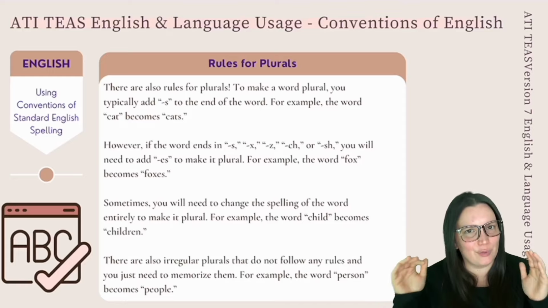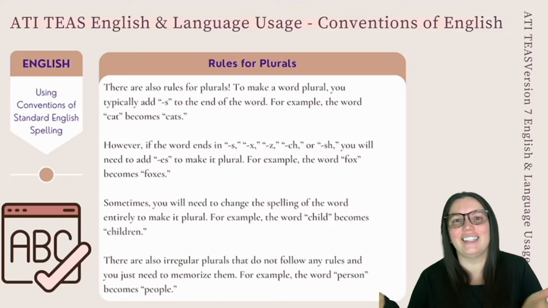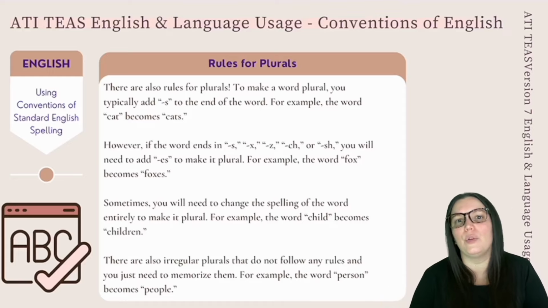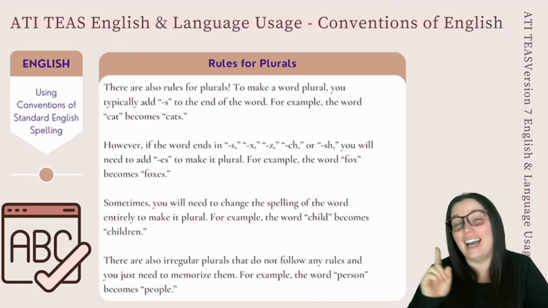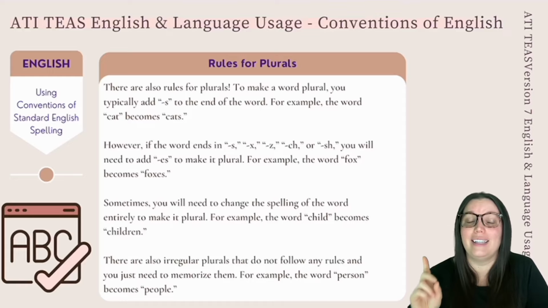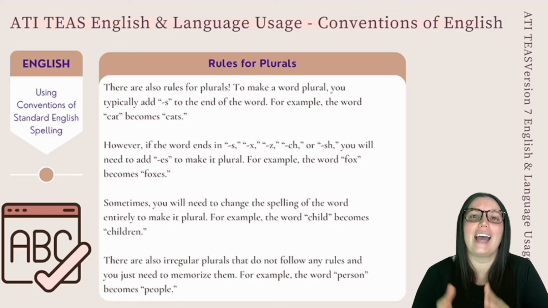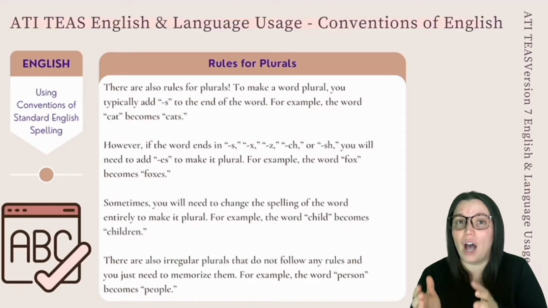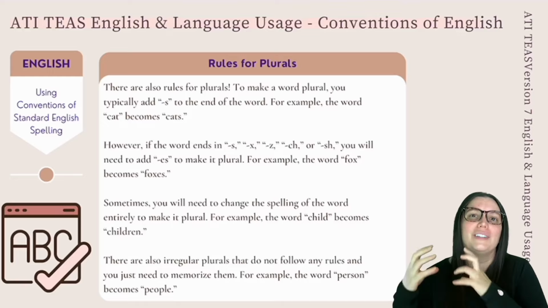There are also lots of rules when it comes to plurals. To make a word plural, you're going to typically add S to the end of the word, right? So for example, the word cat becomes cats. We just simply add an S. However, if the word ends in S, X, Z, CH, or SH, you will need to add ES to make it plural. So for example, the word fox ends in X. In order to make it plural, you need to add ES, and that fox becomes foxes.